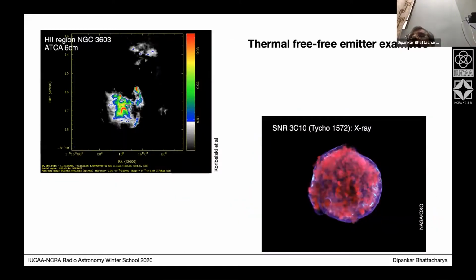Here are some examples of copious thermal free emitters. The ionized hydrogen regions, where there is a hot star which is ionizing the interstellar gas around it, are a common source of free emission, particularly at radio wavelengths, that can be quite bright.